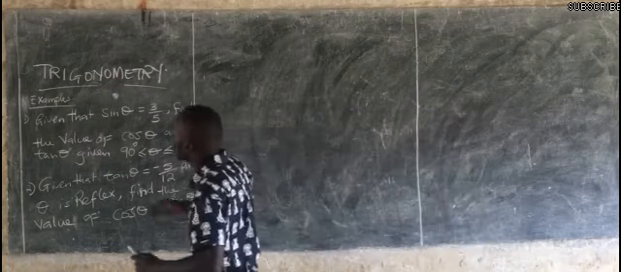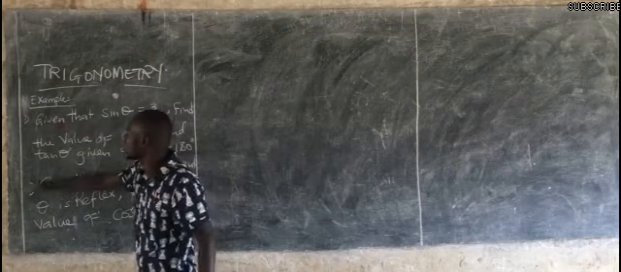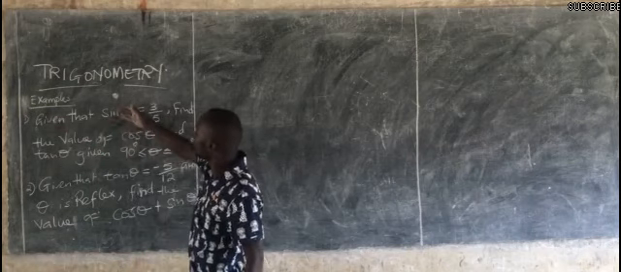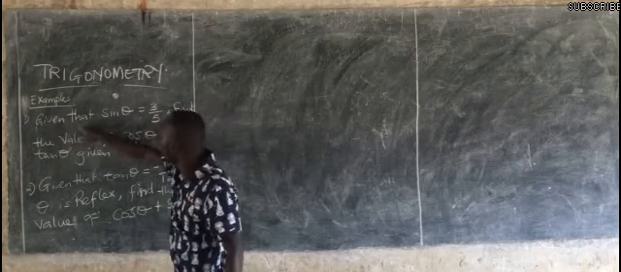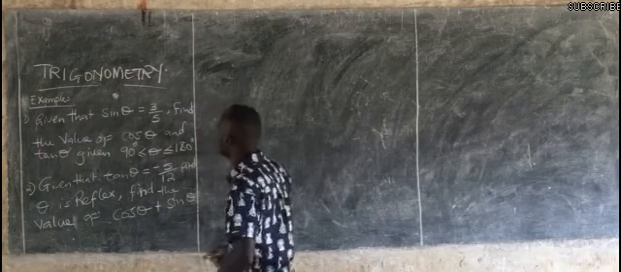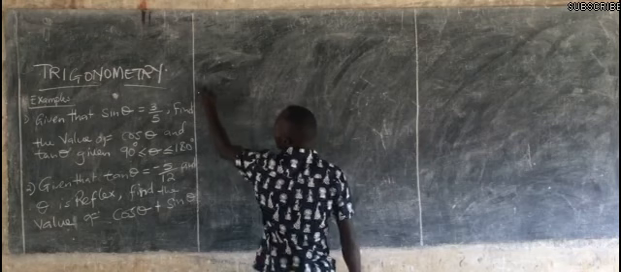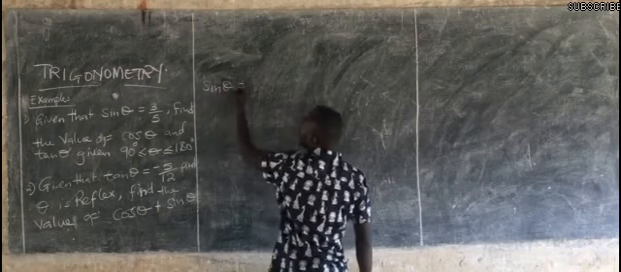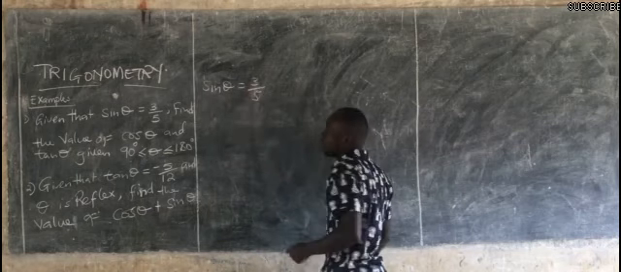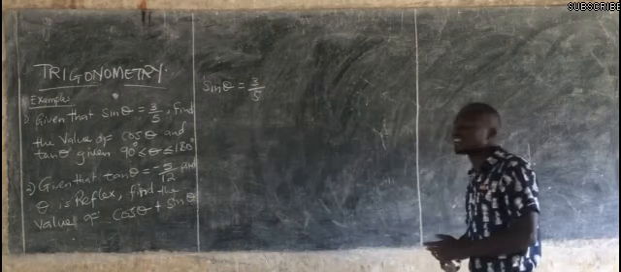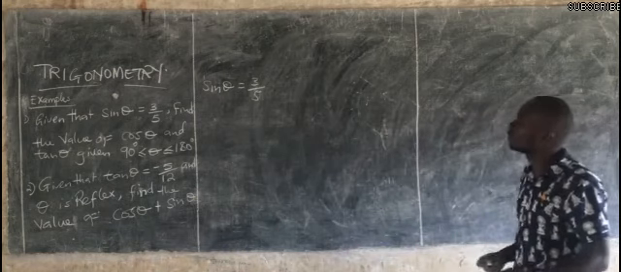Looking at examples, we can have these two examples. For example, example 1 will say, given that sine theta is 3 out of 5. First extract that, given that sine theta is 3 out of 5. What does this mean? That sine theta is equivalent to 3 out of 5.